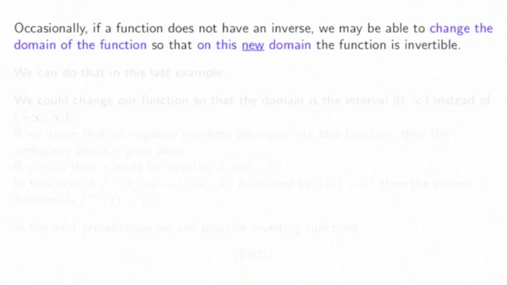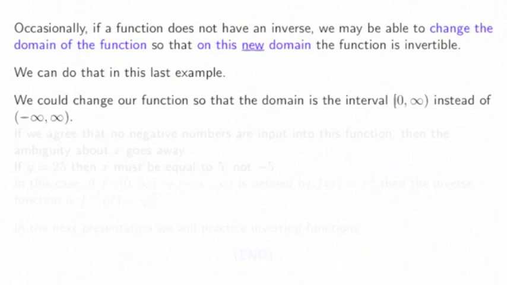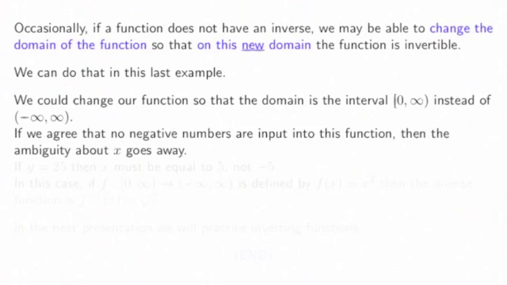Occasionally, though, if a function does not have an inverse, we may be able to change the domain of the function so that on this new domain the function is invertible. We can do that in the last example. We could change our original function so that the domain of the original function is the interval from 0 to infinity, the non-negative numbers, instead of just the whole real line. If we agree that no negative numbers are to be put into this function, then the ambiguity about x goes away. If y equals 25, and I say we're only plugging in non-negative numbers, then you know that x must be equal to 5, not minus 5.